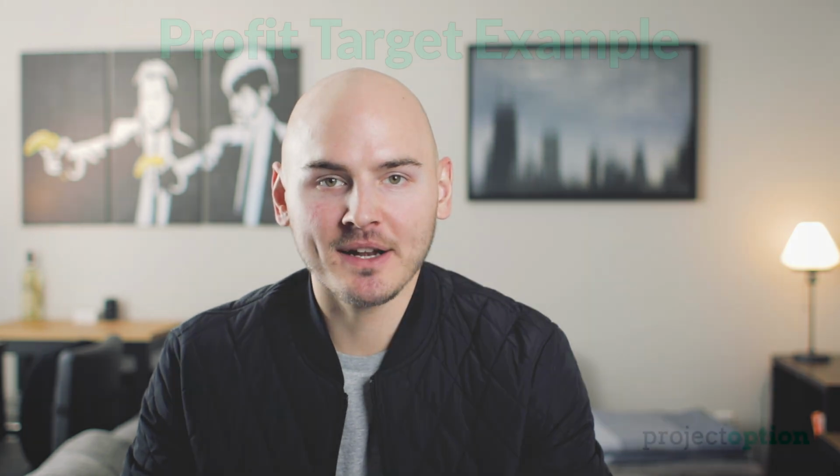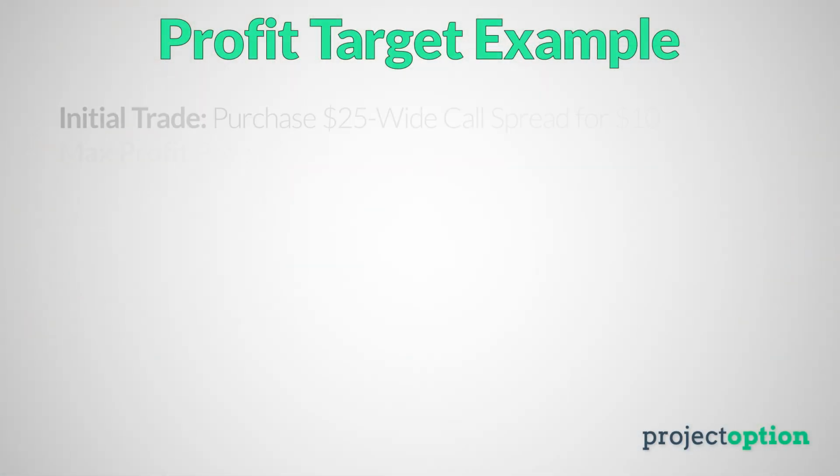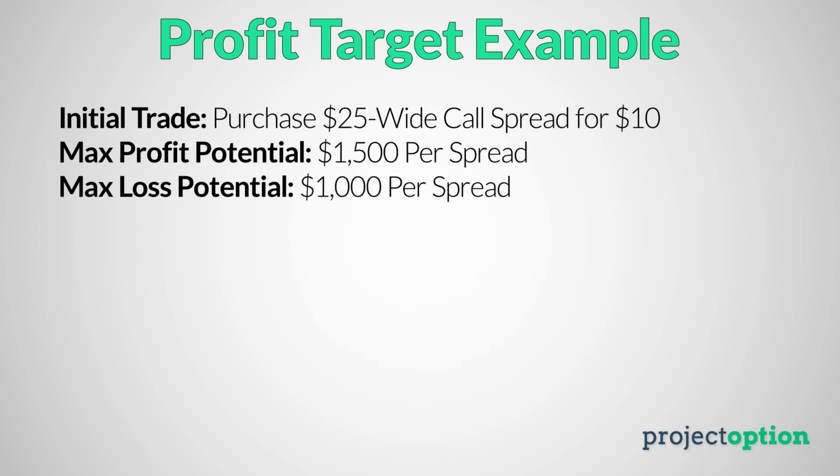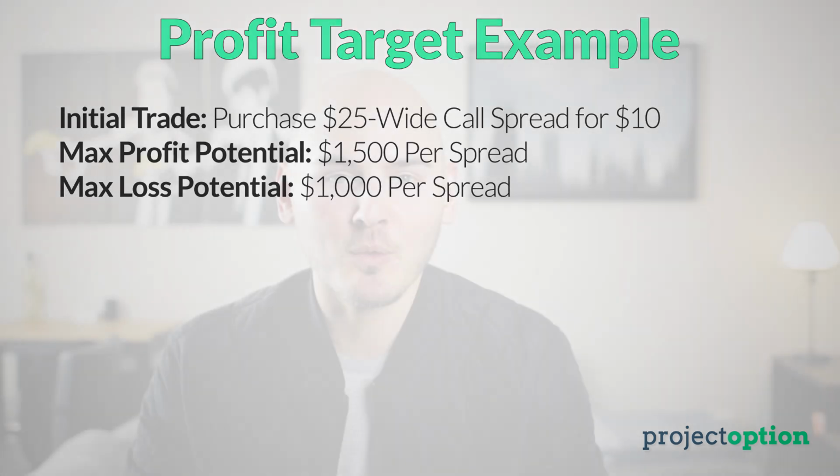As an example, if you purchased a $25 wide call spread and you paid $10 for that call spread, the most you can lose on that trade is $1,000, and the most you can make on that trade is $1,500 in profit, because if that $25 wide call spread increases to $25 in value, that will be a $15 gain on the call spread, and when you account for the option contract multiplier of 100, you'll get a profit of $1,500 per call spread that you purchased.